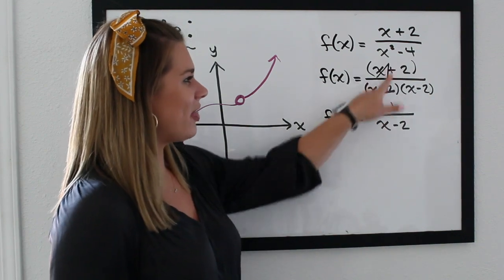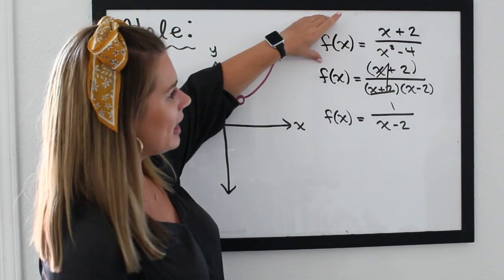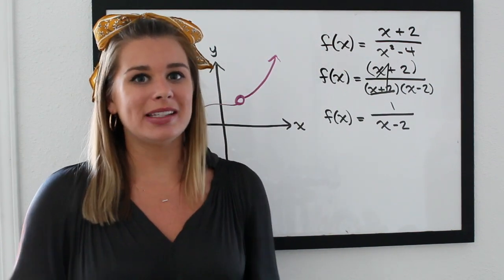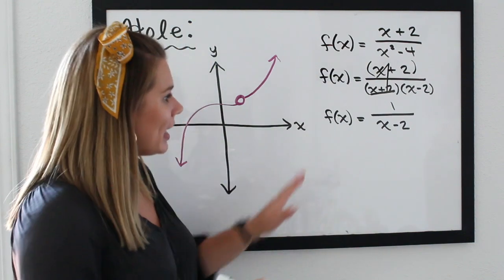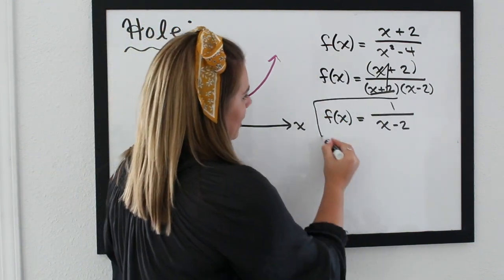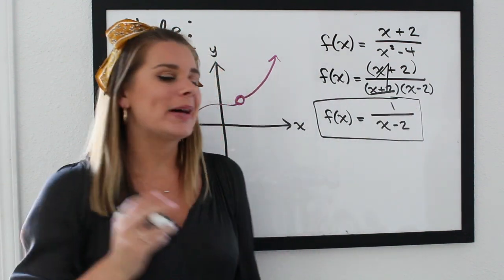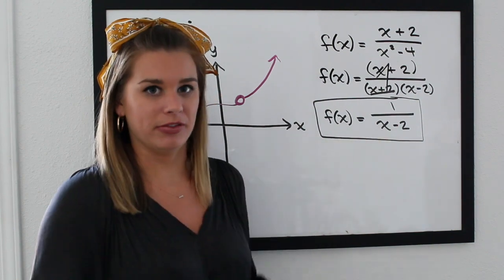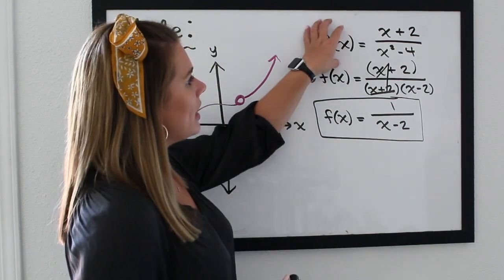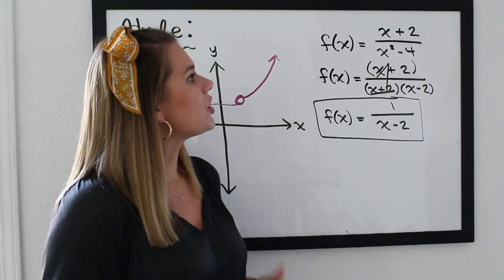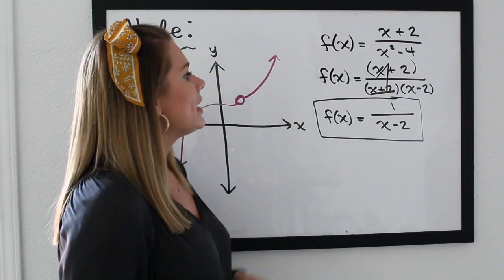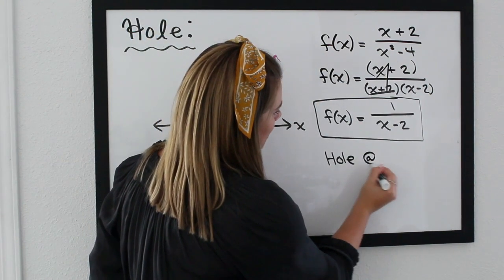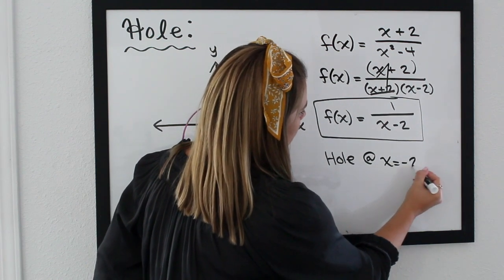Now, we can't pretend that this didn't exist, because this is our original equation, and it's still true that negative 2 leaves us with an indeterminate form. But this equation right here is equivalent to it, and it no longer has the issue that if I plug in negative 2, I get an indeterminate form. So what we say about this graph, f of x equals (x plus 2) over (x squared minus 4), is that we have a hole at x equals negative 2.